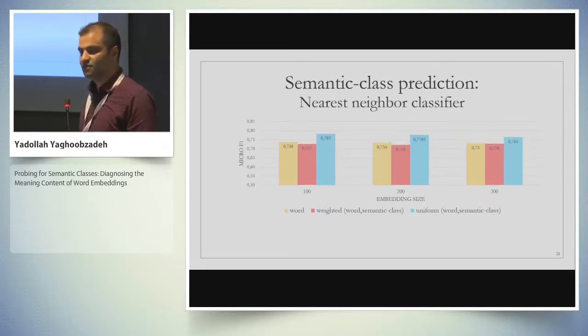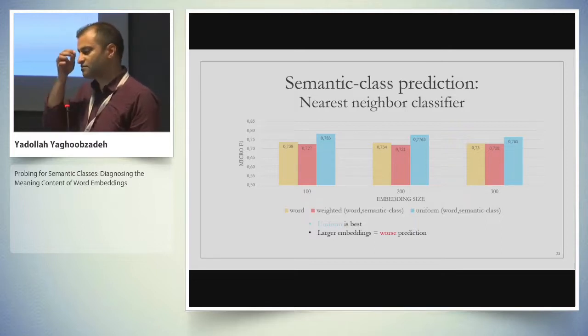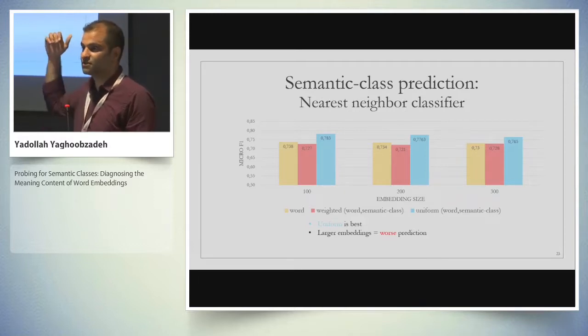In a similar setup, if we use nearest neighbors, we still have the same result, as uniform is best. But actually, if we have larger embeddings, the result is worse, so we have worse predictions. We relate this to the curse of dimensionality: nearest neighbors in higher dimensions are more noisy, which results in worse prediction for semantic classes.